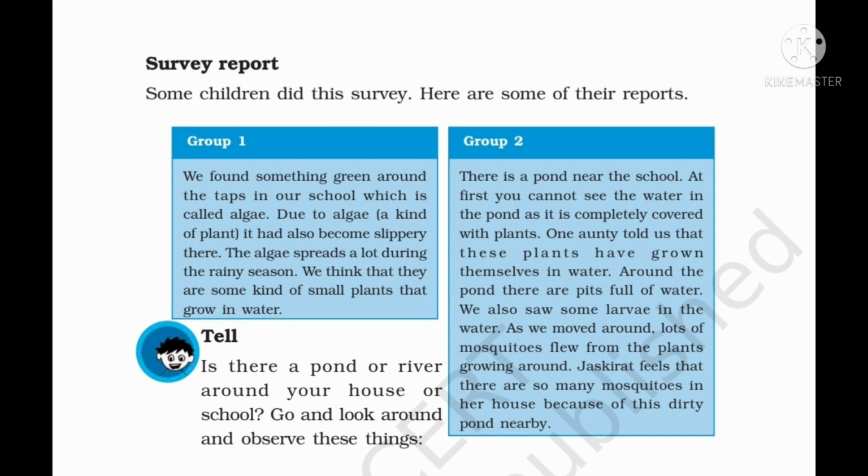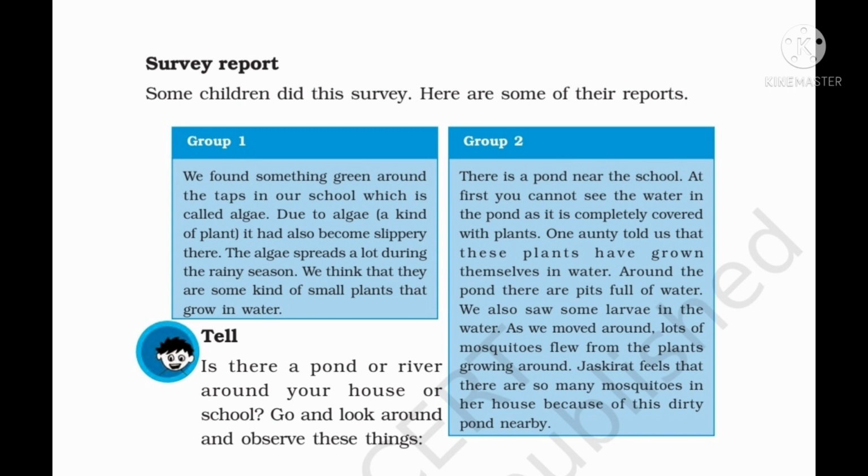Group 1: we found something green around the taps. So that's something interesting in our school, and which is called algae. Due to algae, a kind of plant, it had also become slippery there. The algae spreads a lot during the rainy season. So when does the algae get abundant or spread? That is during the rainy season.